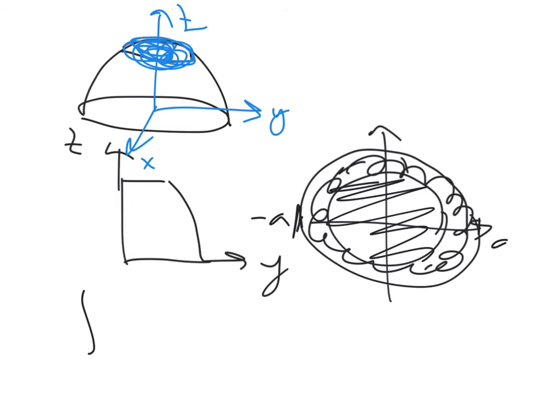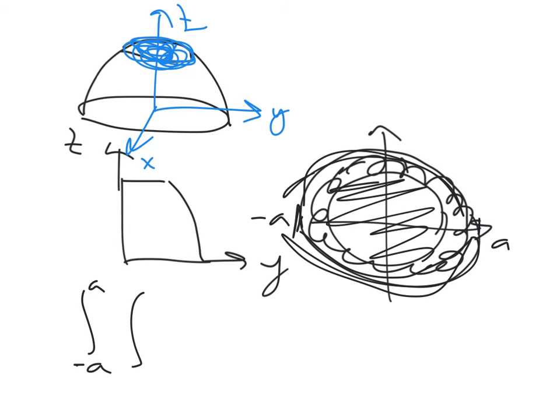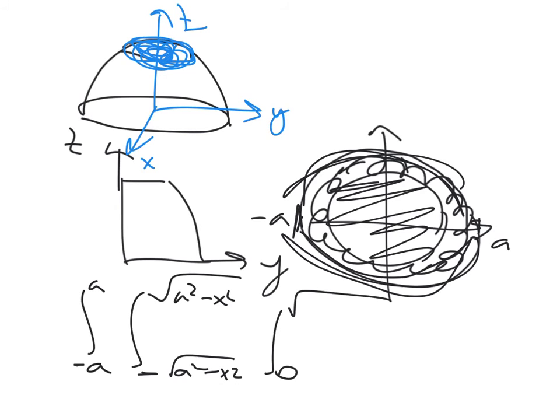So let's say x is going from negative a to a. And then y is going from this lower curve to this upper curve. And so we recognize that as the negative square root of a squared minus x squared up to the square root of a squared minus x squared. And z is just doing the hemisphere. So it's going from zero up to the square root of a squared minus x squared minus y squared, dz, dy, dx. And so that is the volume that we would get if we had a solid half hemisphere.